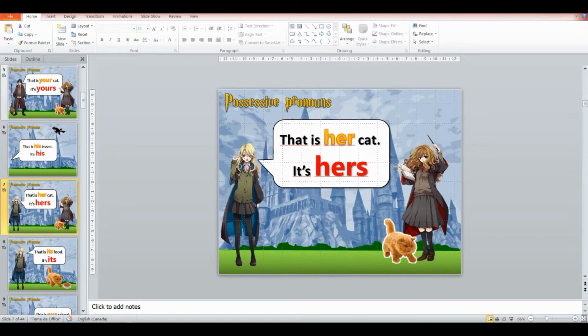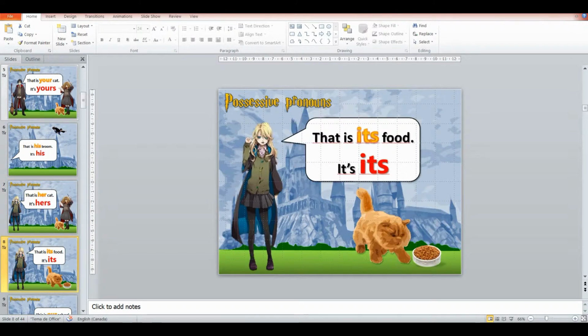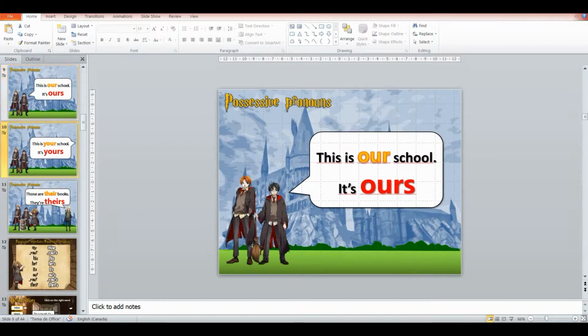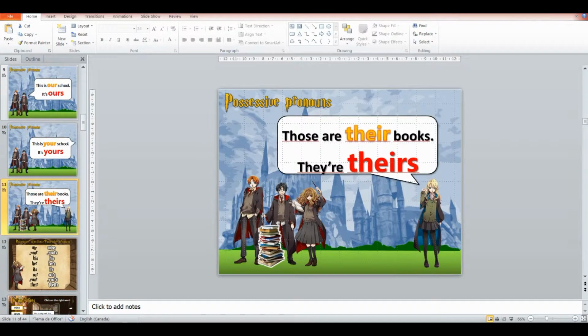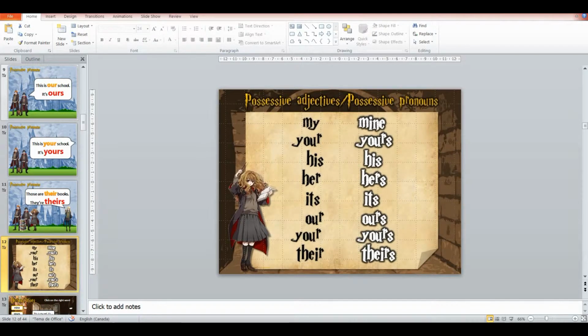So his broom, his; her cat, hers; its food, its. And we do point out how some are the same. It just matters on the types of the sentences that they're using.